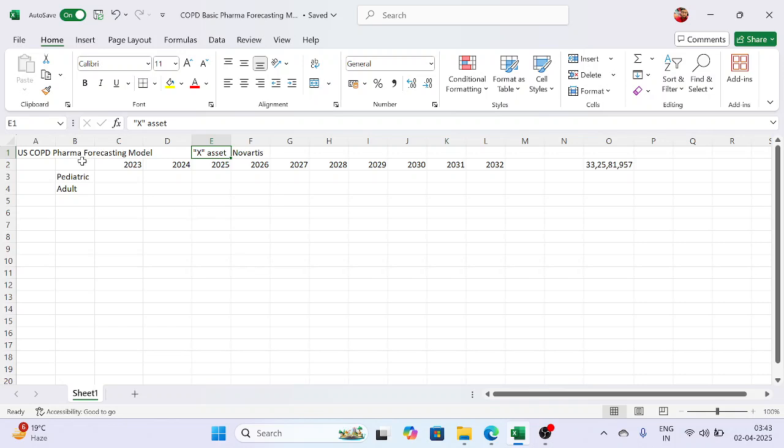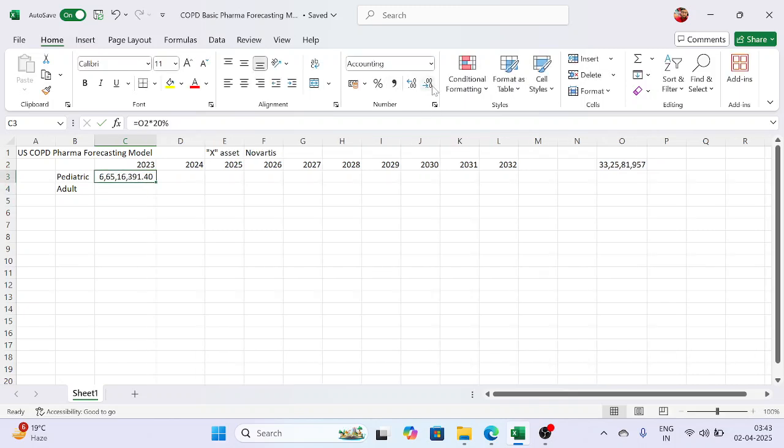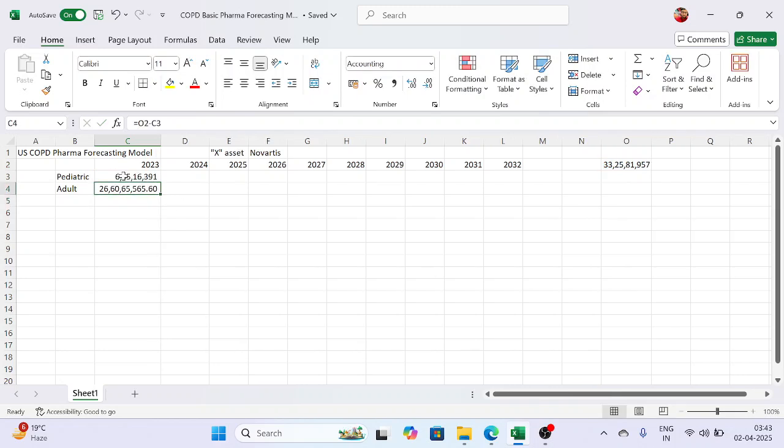For example, for COPD, firstly, of course, we will need the total population of the US. I've taken a rough number here. Okay, so first let's segment this population into two categories, which is pediatric and adult, right? So let's assume pediatric population is somewhat around 20% of this number. Okay, so then adult population will be this number, total population minus pediatric, right?